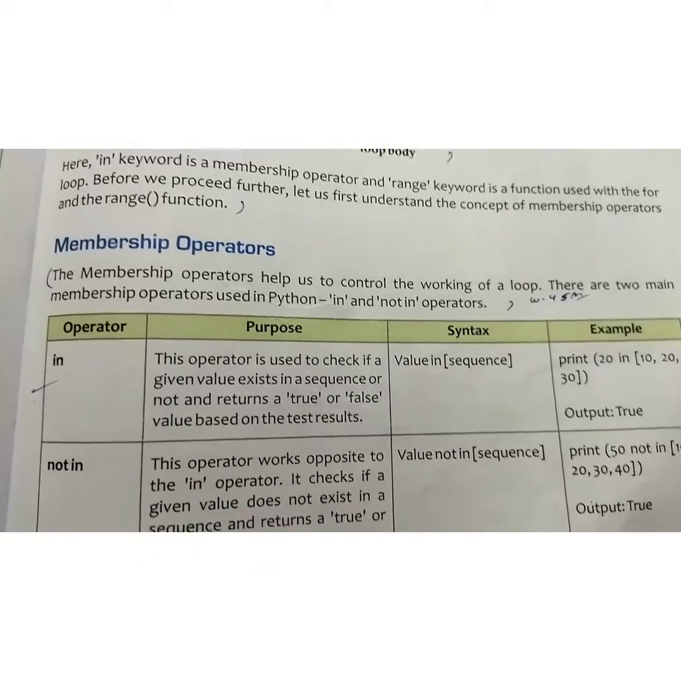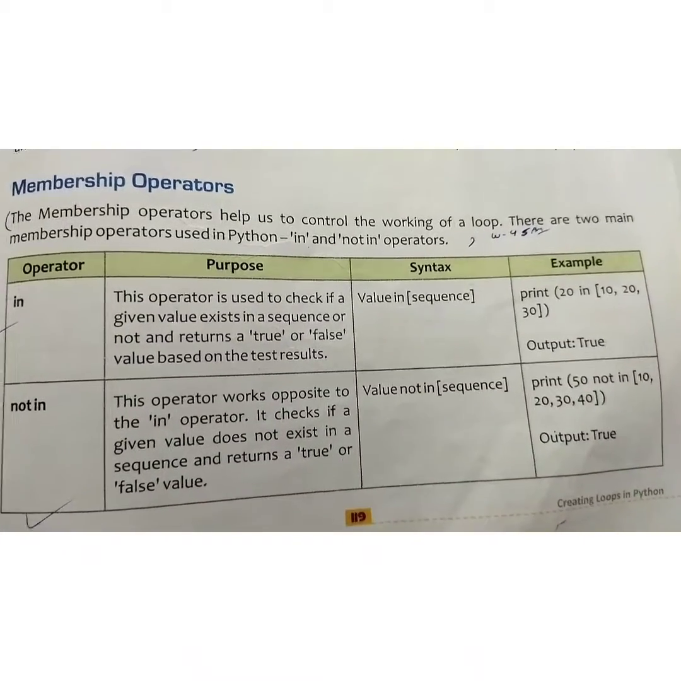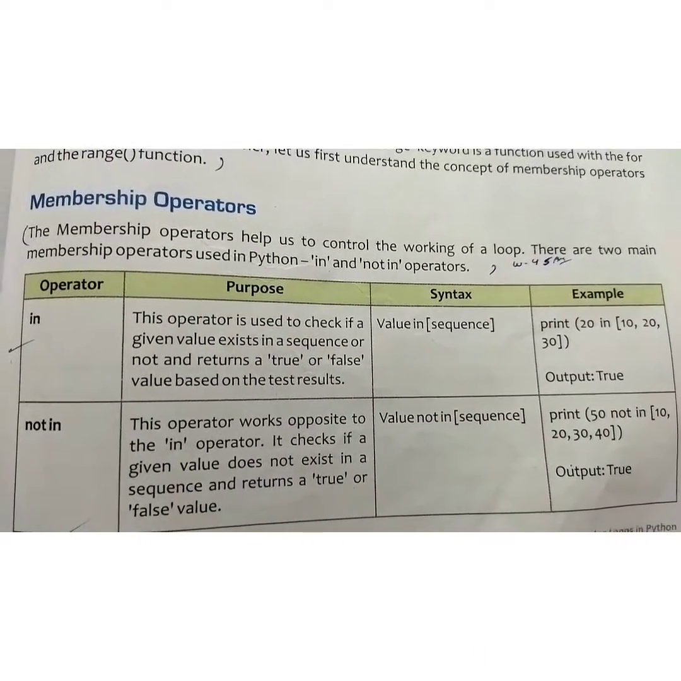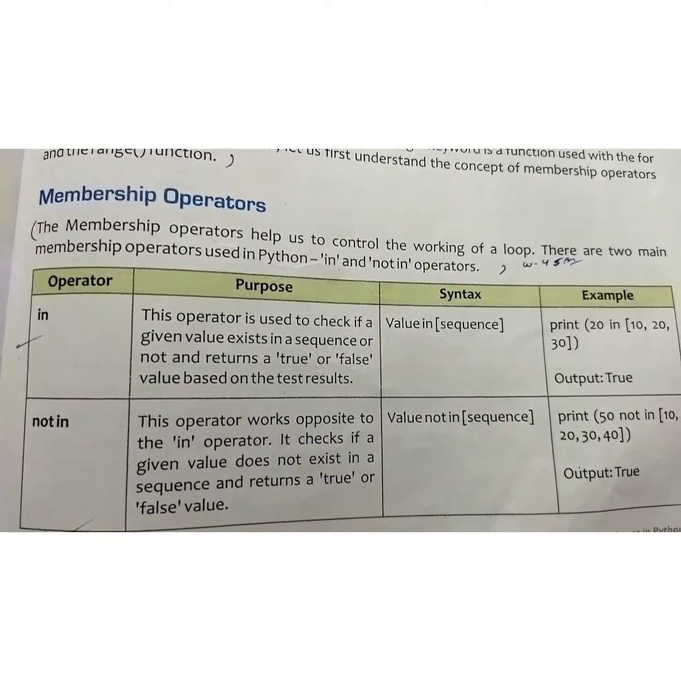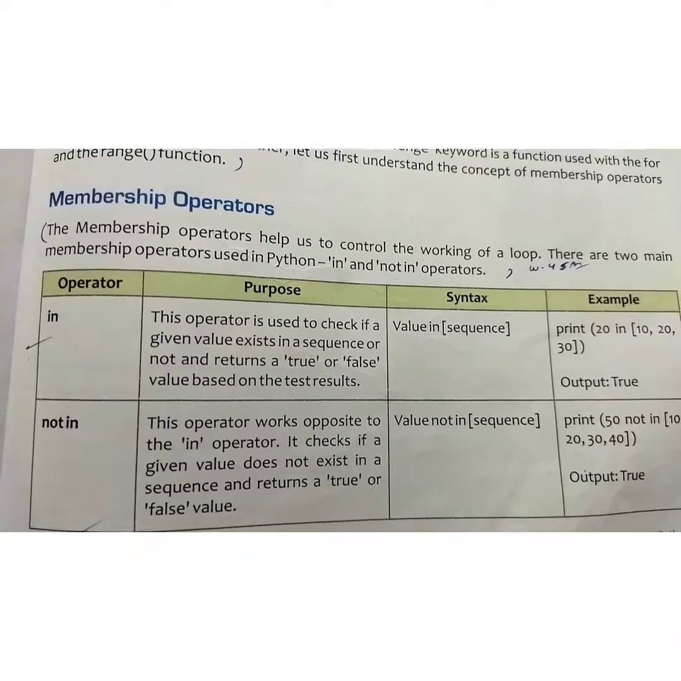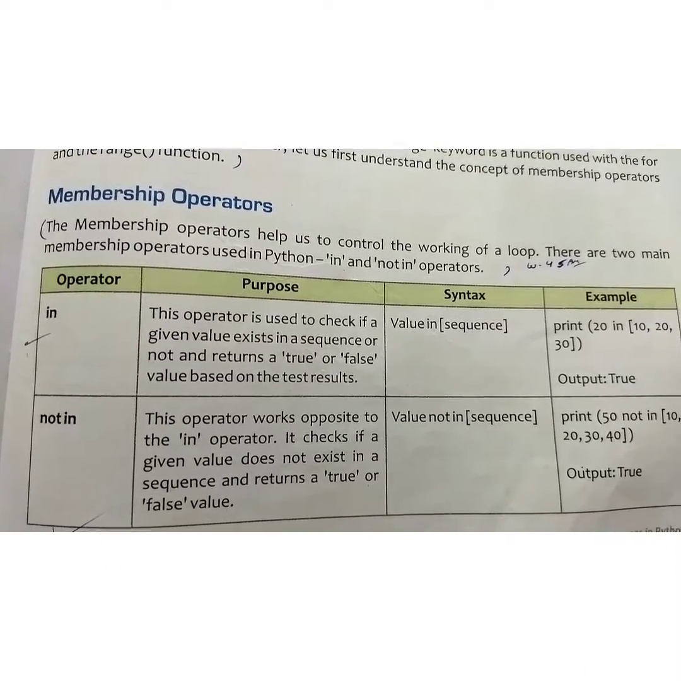So let's start with the membership operator. The membership operator helps us to control the working of a loop. There are two main membership operators used in Python: in and not in operators. The operator purpose, syntax and examples are given.